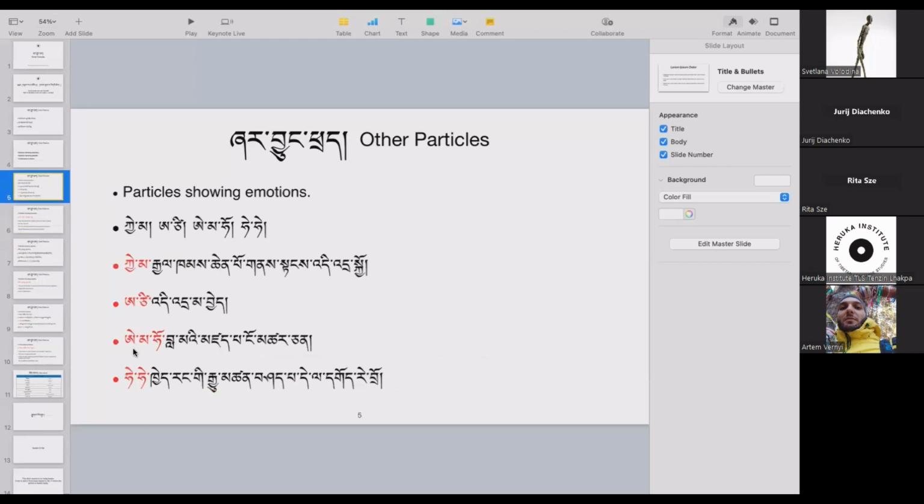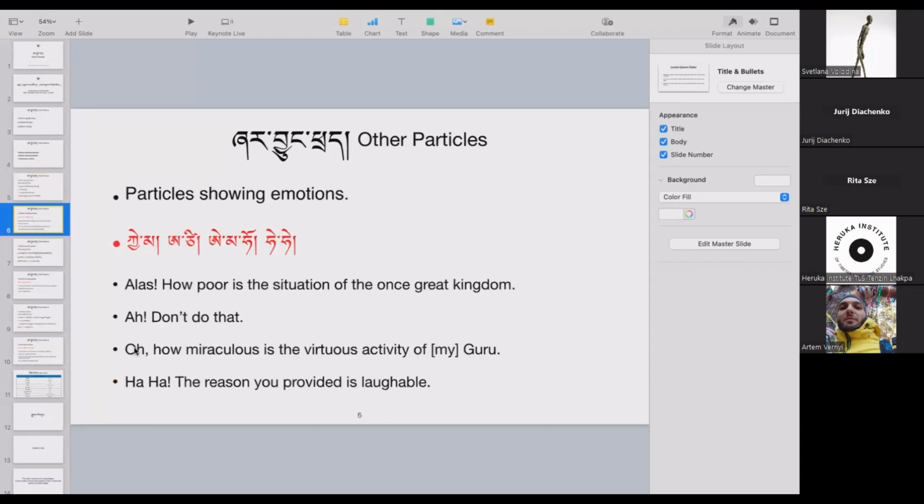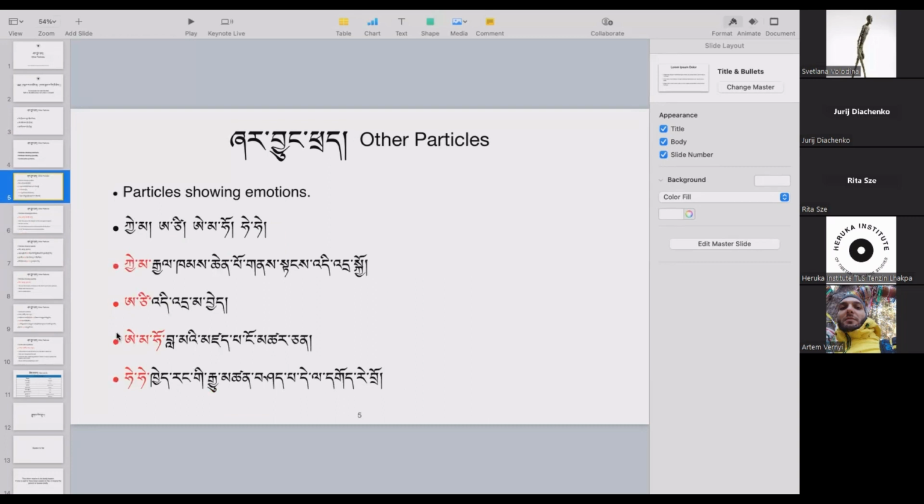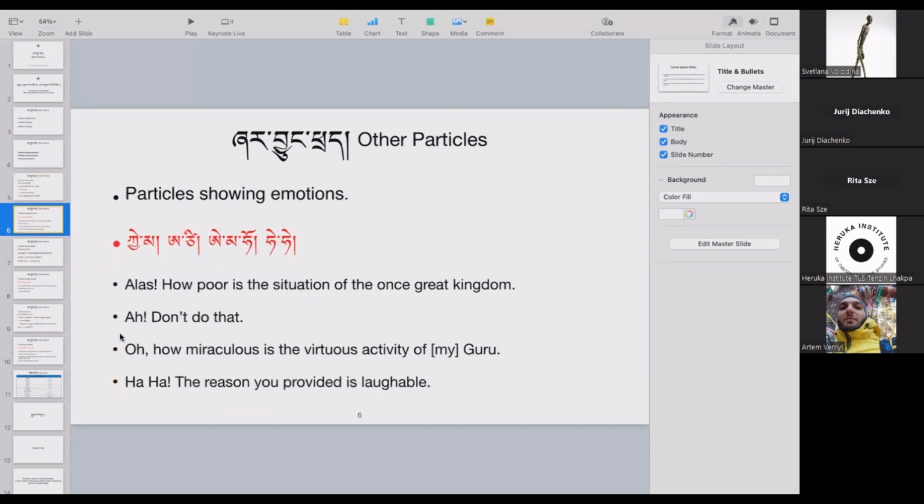The third one, which is emaho lame zebang watsarche, means oh how wondrous. So it's how miraculous, in a sense that one is thoroughly captivated by the miracle. How miraculous is the virtuous activity of my guru. Then hehe kenanki kumsen sheba tela gyeretro, haha, exclaiming to show that something is laughable, haha, the reasoning you provided is laughable.